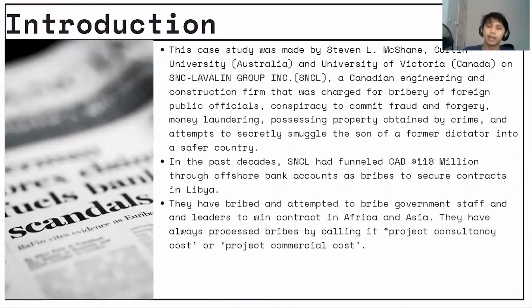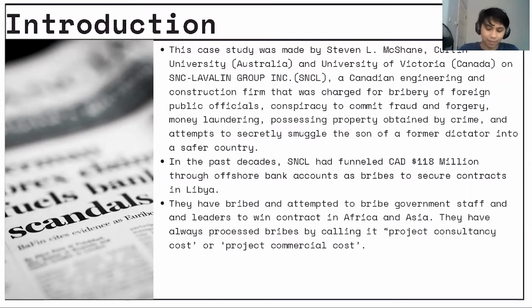So first, introduction. This case study was made by Stephen McShane on SNC Lavalin Corporation, a corrupt Canadian company that was charged with bribery, fraud, and also attempts to smuggle the family of a former dictator into a safer country.